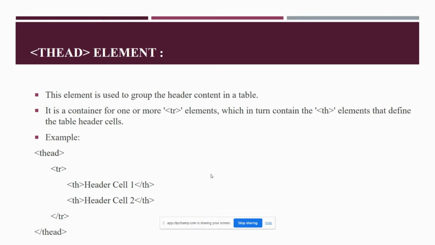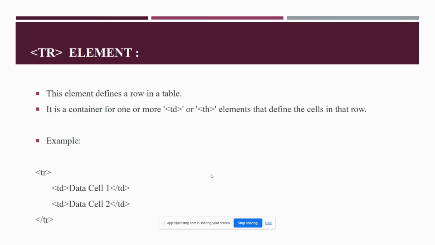The thead element. This element is used to group the header content in a table. It is a container for one or more tr elements, which in turn contain the th elements that define the table header cells. For example, thead, table row, table header cell 1, table header cell 2, closing tr tag and closing thead tag. This is how we are going to use the thead element.